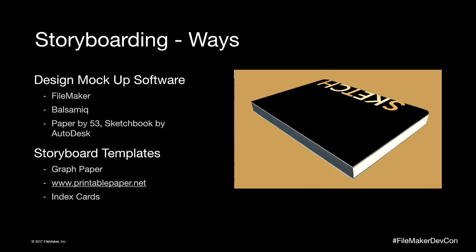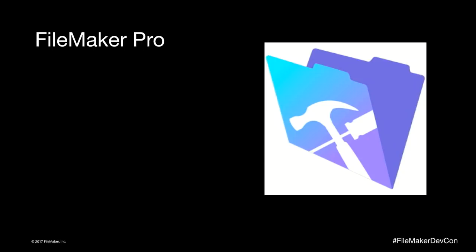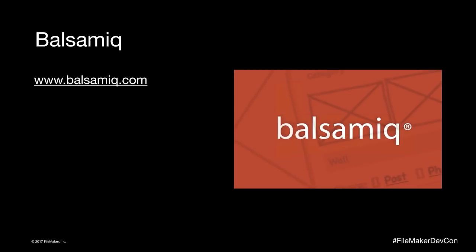One of them is obviously FileMaker Pro. You can build a storyboard in FileMaker Pro. It doesn't have functionality. It's just the design and the flow of the project. Another one is Balsamiq. This one actually you draw out the squares and the screens, but it looks pretty similar to FileMaker in that you could have square buttons and rounded buttons and things like that.